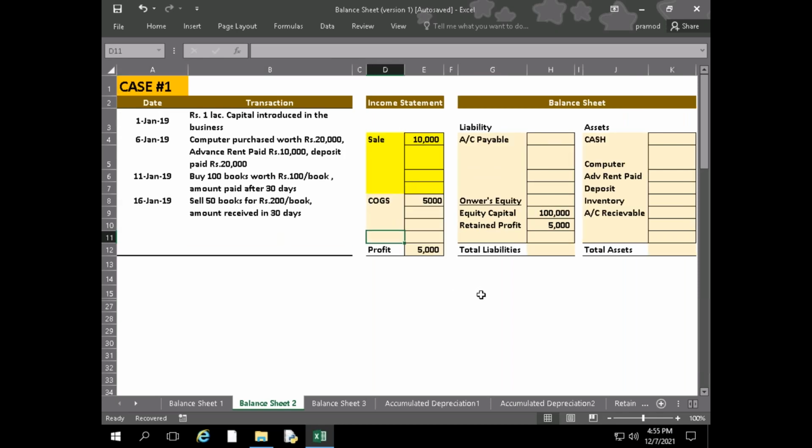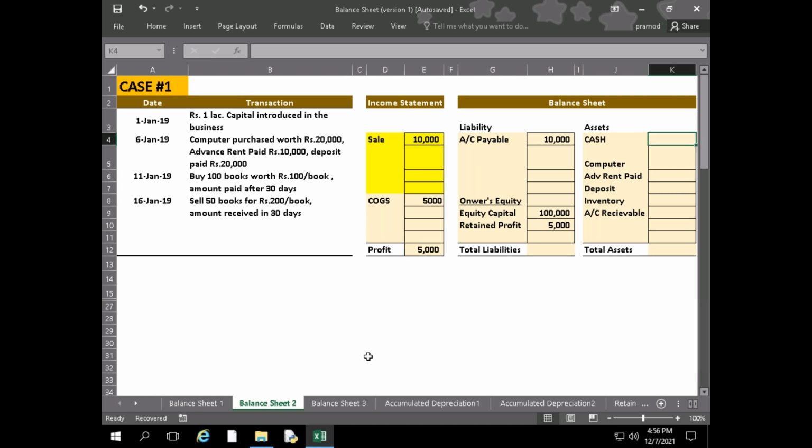Now, computer purchased worth of... so before we do that, we do the accounts payable. When you are doing this accounts payable, what will be my accounts payable? As I told you, we buy 100 books worth rupees 100 each, with the amount paid after 30 days. So if you are paying after 30 days, then it is your accounts payable. That means 100 into 100, so it is 10,000.